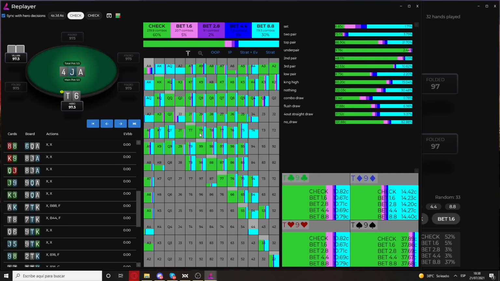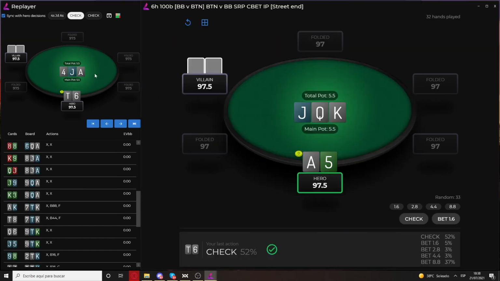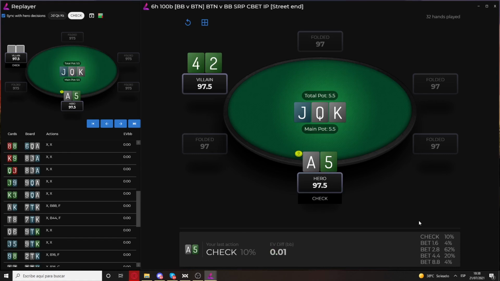Yeah, almost pure checking 10-9 suited. No one really does this at all. And I wonder what that means. Going to ignore this board a bit.